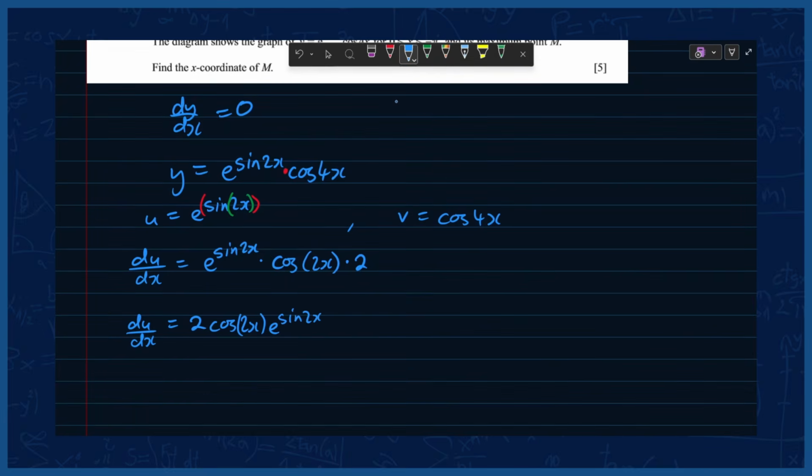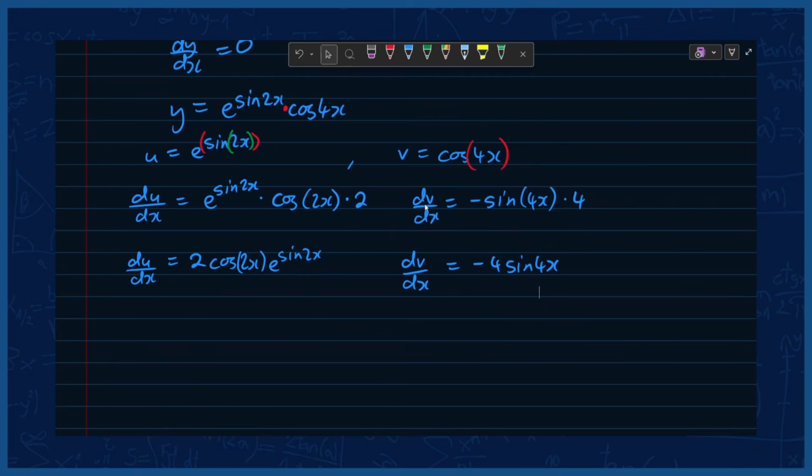Right? Now we need dv dx. Here we only have two functions, so start with the outside function. If you differentiate cos, you get negative sine. This is evaluated at 4x. Then move on to the next function, differentiate 4x, you get 4. Okay, and so dv dx is just your negative 4 sine 4x.